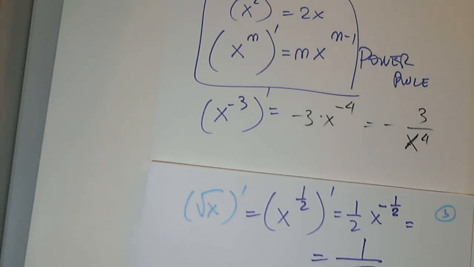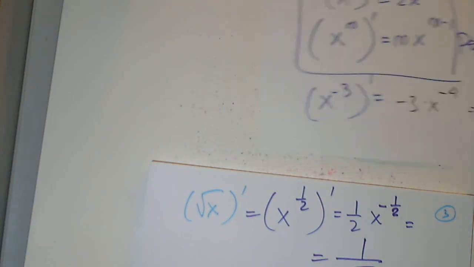We knew the answer because we determined the derivative of the square root of x using the definition. So we knew that. Any questions on this? Is this okay? Okay.